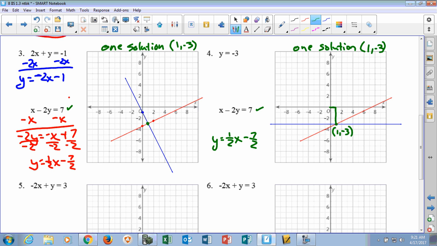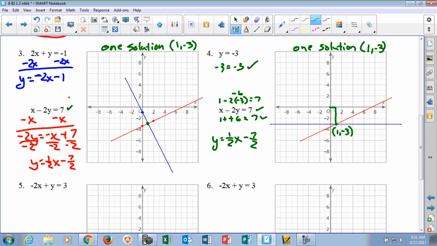And again, if I plug it in, I can only plug the y coordinate in here, so negative 3 equals negative 3, check. And this one here is going to be 1 minus 2 times negative 3 equals 7. Well, this is negative 6, right? And 1 minus a minus 6 becomes plus, so 1 plus 6 is 7. So this does check for both equations. So again, in the first 4 problems, you've seen how we can have one solution where the two lines intersect at one point.